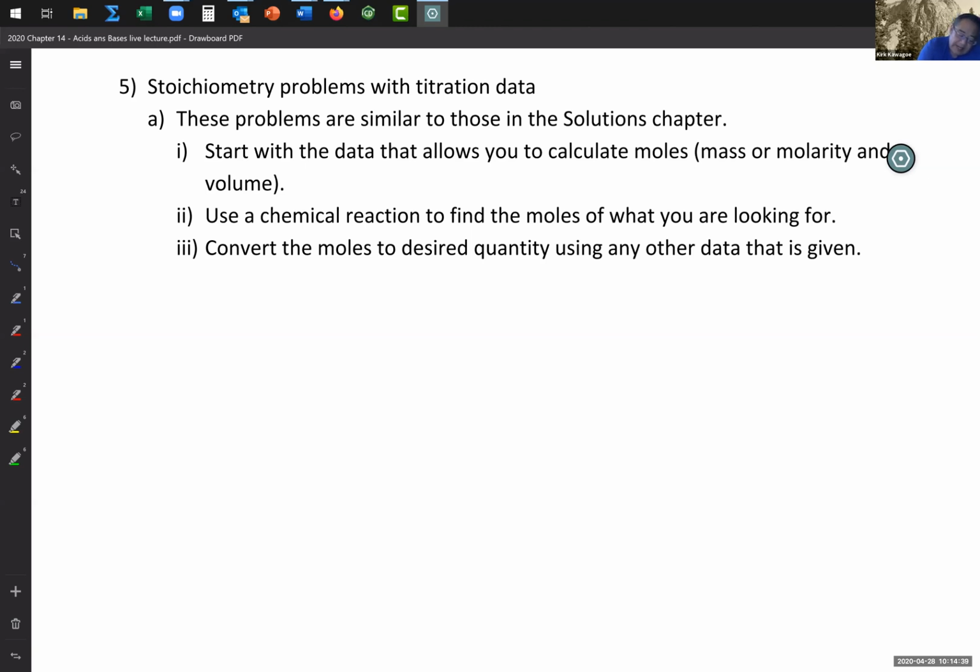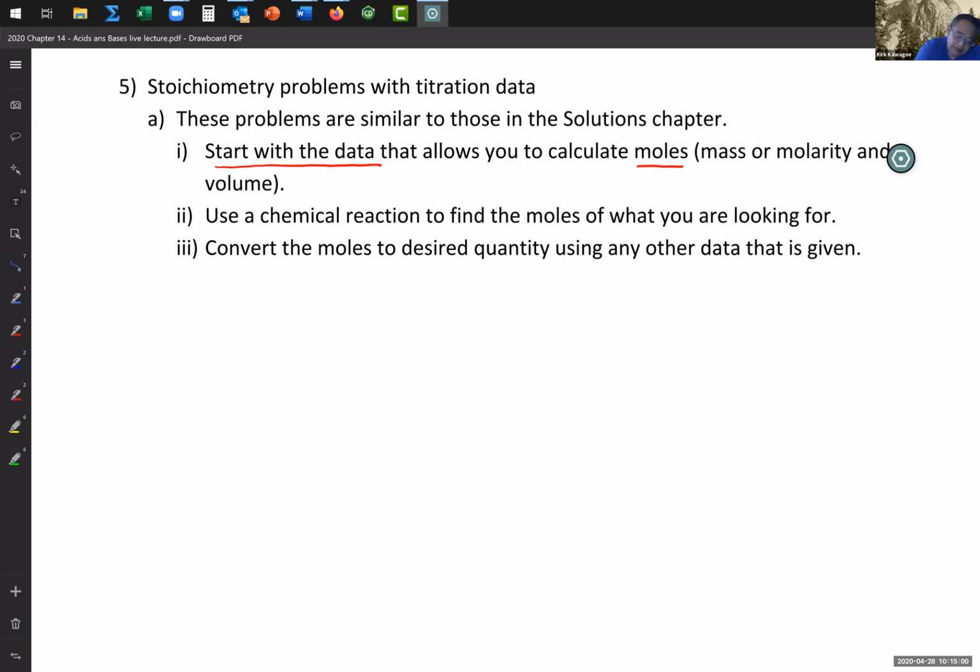So this is what's going to happen. You start with the data, you read the problem, and you're going to start with any data that allows you to calculate moles. And so if you have mass, you'll use molar mass to get moles. If you have molarity and volume, you'll use that to calculate moles. That's some of the stuff from the last chapter.